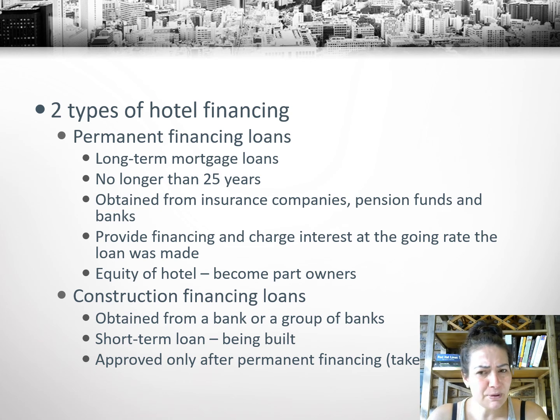Now, if a company or pension fund, a bank, or even a person, remember this is a huge amount of money, they would most likely want to become part owner or have some say in this thing if they give that large amount of money. So they provide financing, charge interest at the going rate that the loan was made, and they want to have some form of equity of the hotel. So usually they become part owners of the hotel. They want their name hooked on that name of the hotel somewhere. So that's your permanent financing loan. It's a good thing to have because you know that they won't go bankrupt. Insurance companies, banks, well, good banks don't normally go bankrupt.